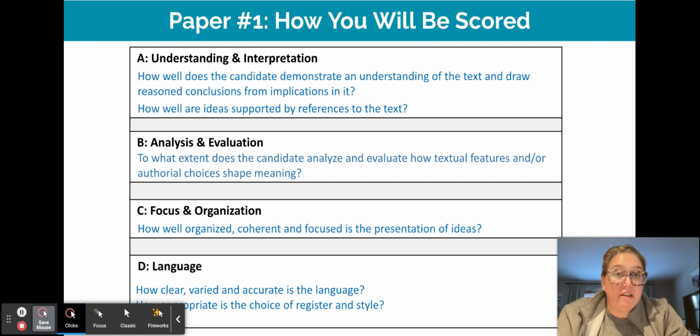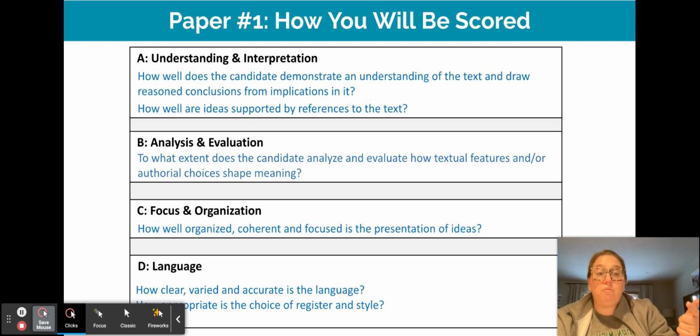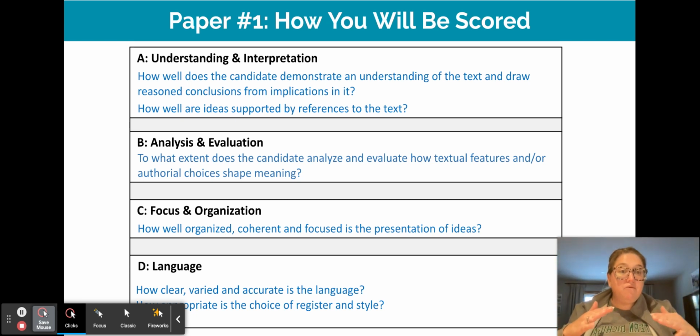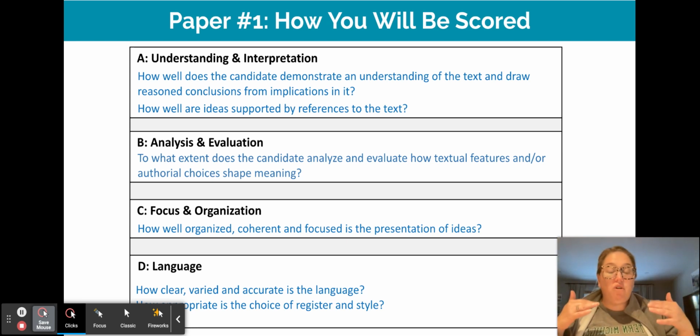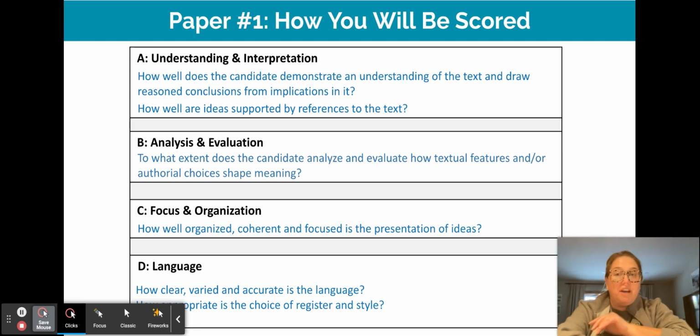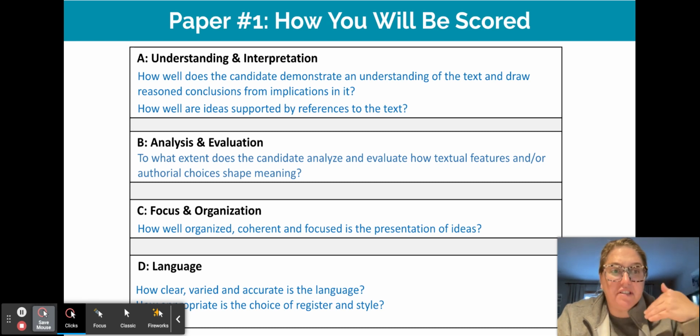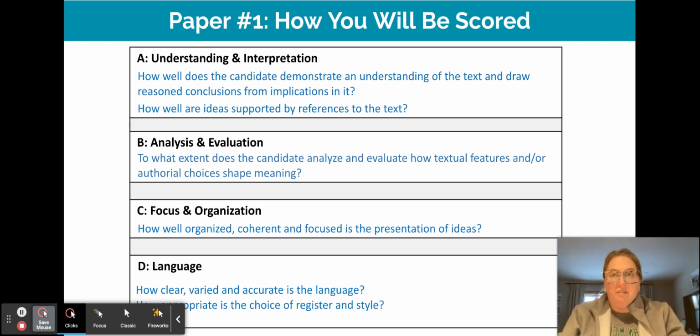You should have your Paper One rubric in front of you. How well does the candidate demonstrate an understanding of the text and draw reasoned conclusions from implications in it? Implications, we know, means reading between the lines. So the understanding of the text is going to come from your annotations. Because remember, when we read it, it's all just a mess of words. And then we get to the highlighting and the color coding, and holy cow, these new meanings emerge, right? And then from your annotations, you look at your implications, which is you're reading between the lines, the stuff you're gleaning from this based on what the author wanted you to get, right?